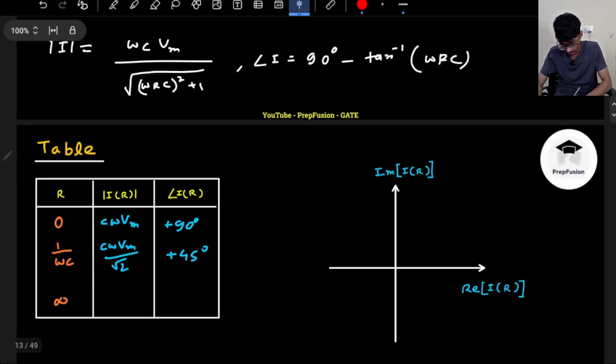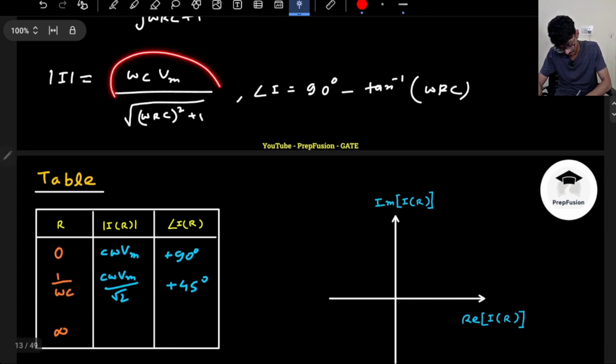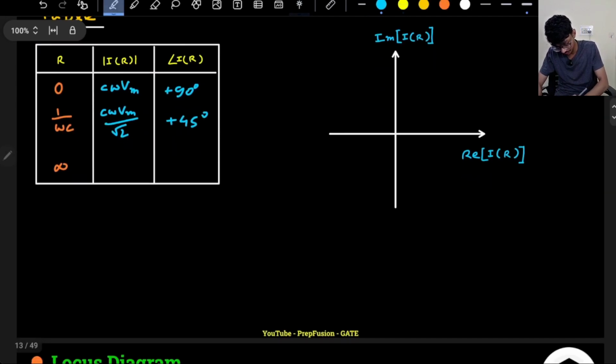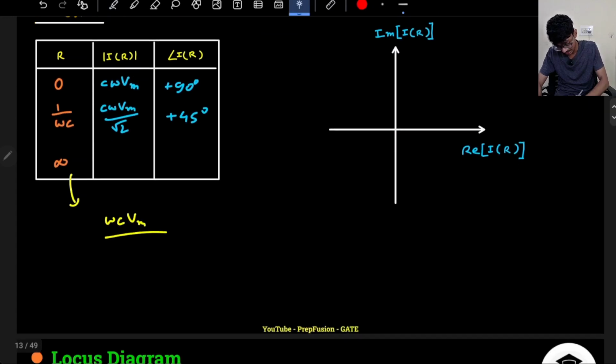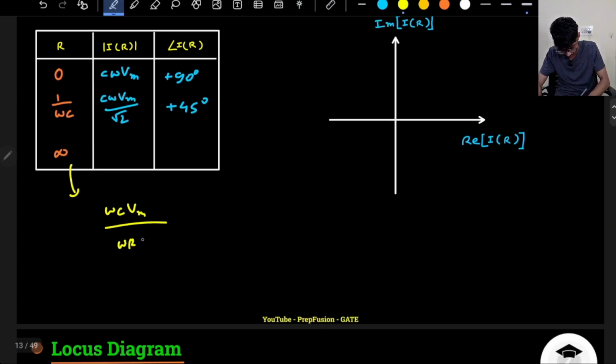At infinity, if I break this down, this will be almost equal to omega C Vm in the numerator, and in the denominator I can simply ignore the 1. This will be omega RC, and this will be omega RC only. Omega RC whole square under root will be omega RC only. So ultimately, this is coming out to be the magnitude of I.